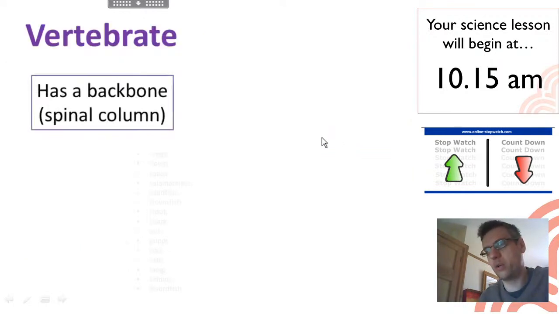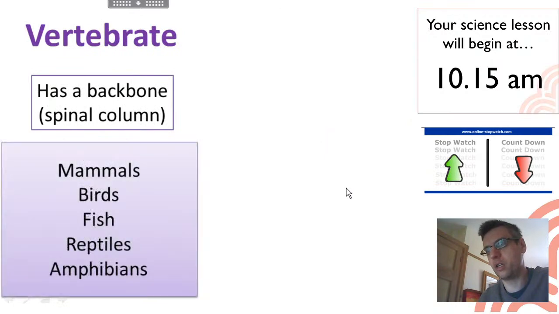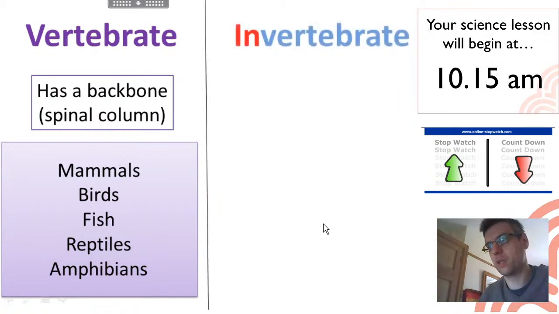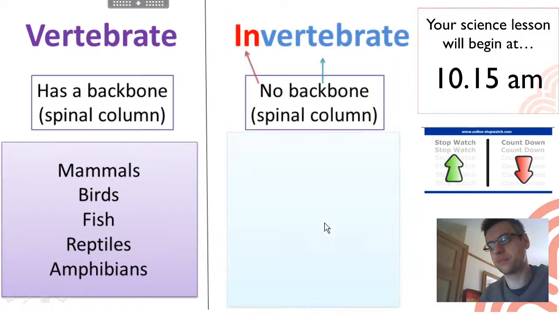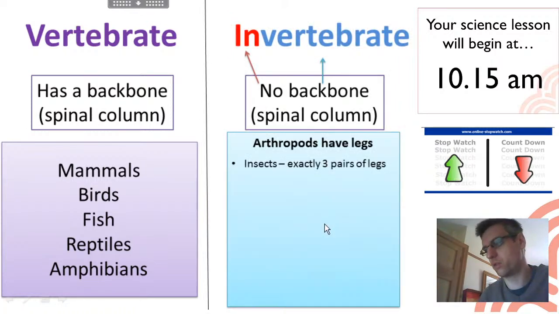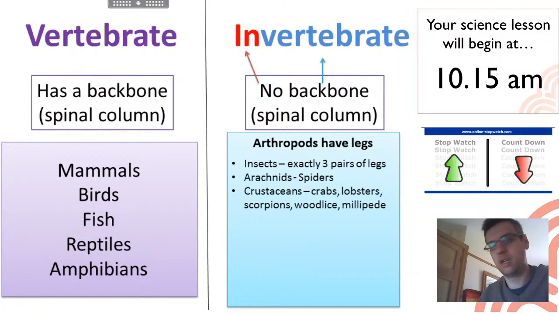Let's keep going through some of our other learning. Vertebrate. Hopefully we're really familiar with this now. Mammals, birds, fish, reptiles, amphibians. Invertebrates. Arthropods with legs. If they've got 3 pairs of legs, it's an insect. More than 3 pairs of legs, it's a spider. This is why I normally do antenna, isn't it? Antenna, crustaceans, crabs, lobsters, scorpions, and then we have no legs.